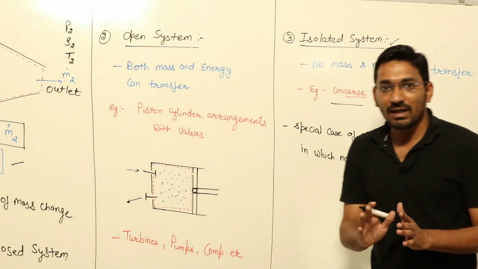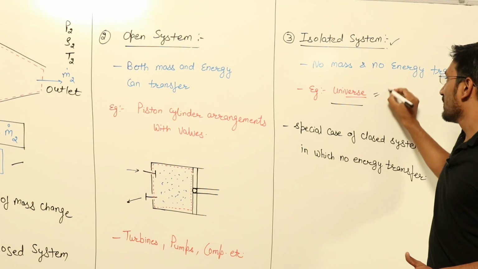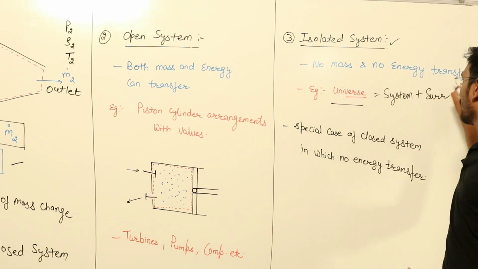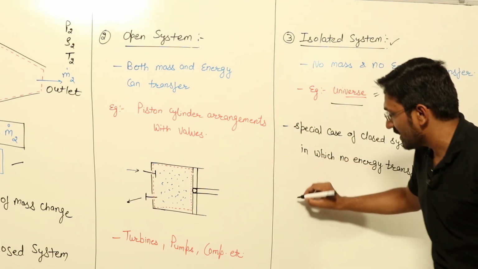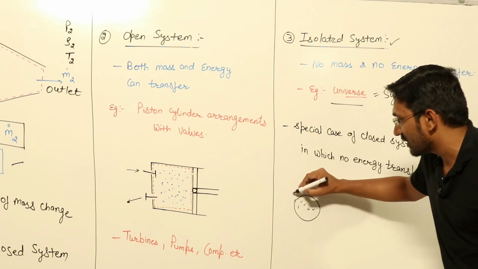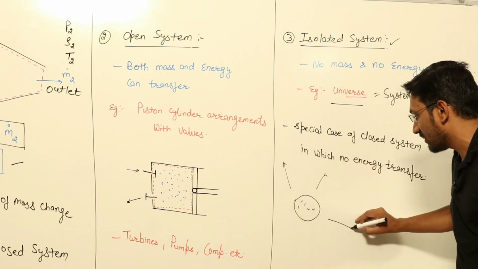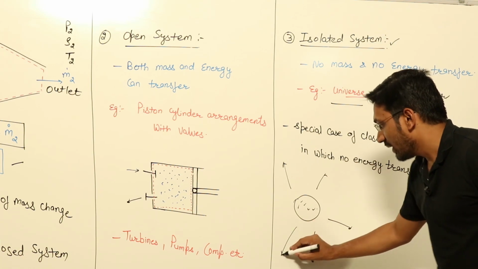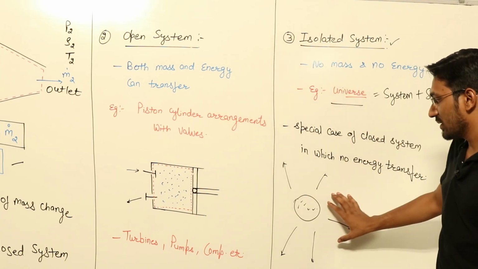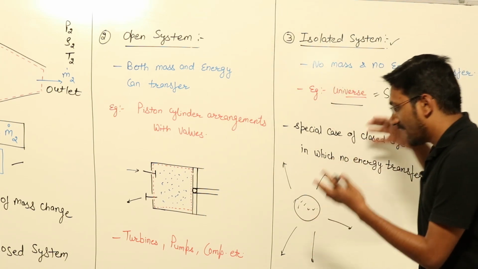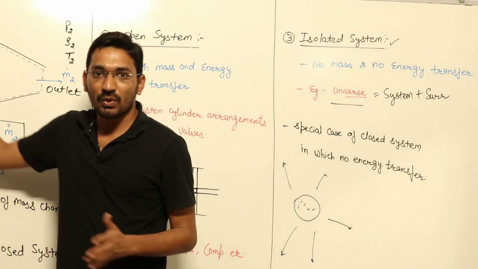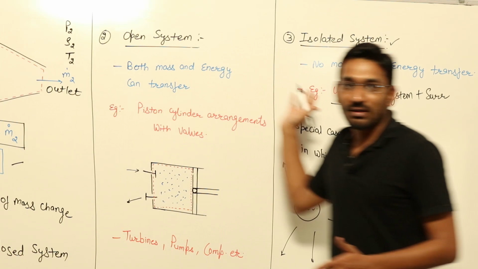Universe, as we studied earlier, is your system plus surrounding. So if this is my system, suppose I am drawing hypothetically that this is a system and other than that there is a surrounding, so in this complete isolated system, no energy and no mass transfer can take place. So there are three types of system: closed system, open system and isolated system.